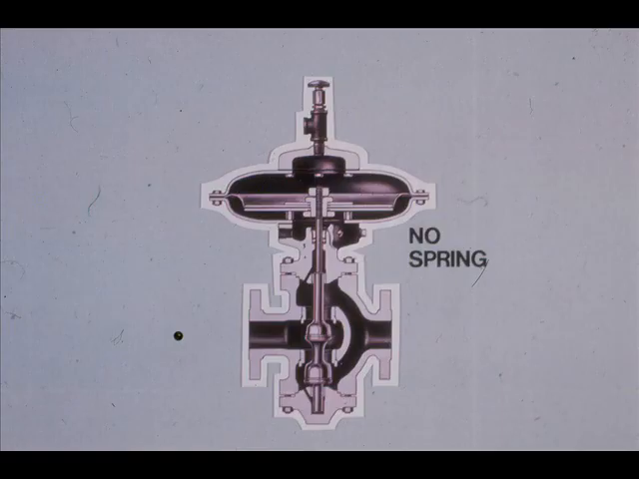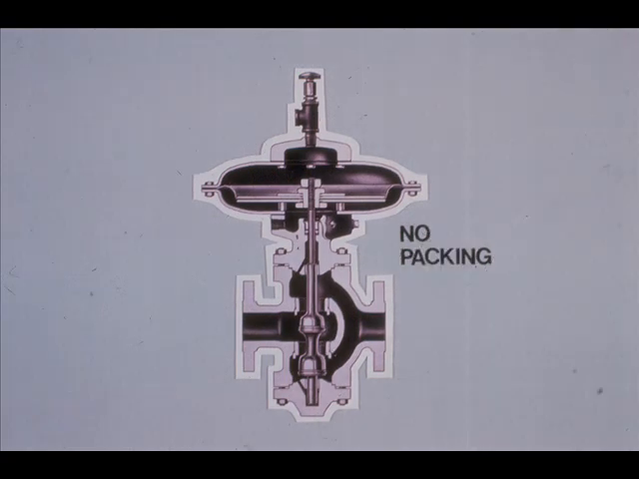This is a balance valve actuator. It is similar to the spring-opposed diaphragm type, with one exception. Can you see the major difference? There is no actuator spring in the balance valve actuator. There is also another difference. It is in the valve portion. Can you detect it? The valve has no packing.